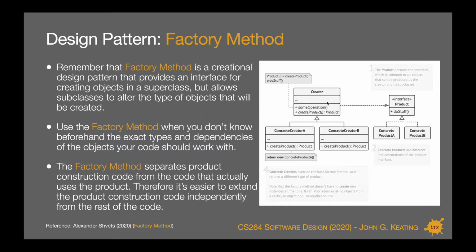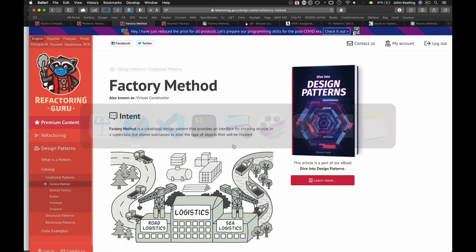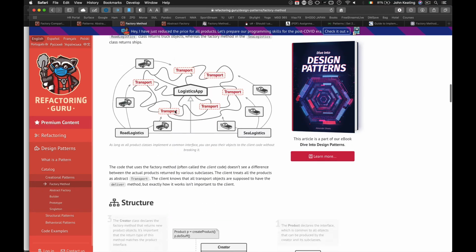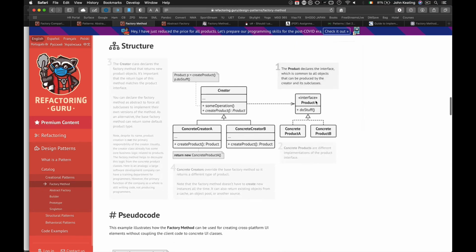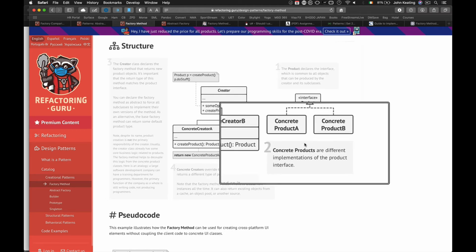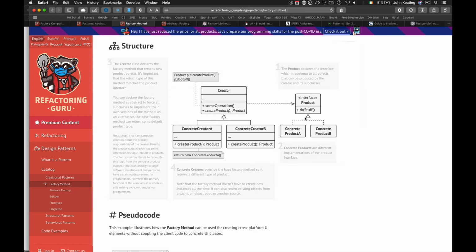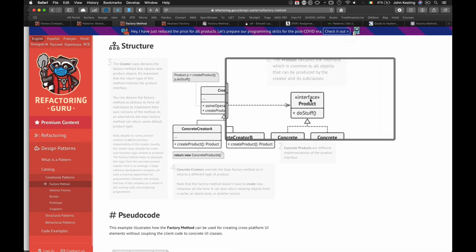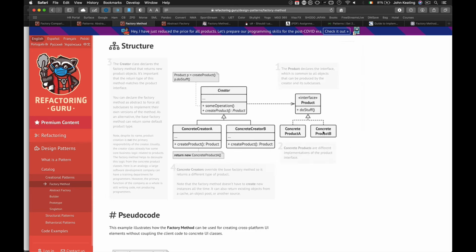And we can look at this diagram here. If we work through it, you can see the descriptions. The product declares an interface that's common to all objects, and this essentially is our shape. You'll notice the notation used here for the interface and products. And then concrete products are different implementations of the product interface, so we know about those. The doStuff here could be our show that we had with the shape, and these could be squares and triangles; they implement those.